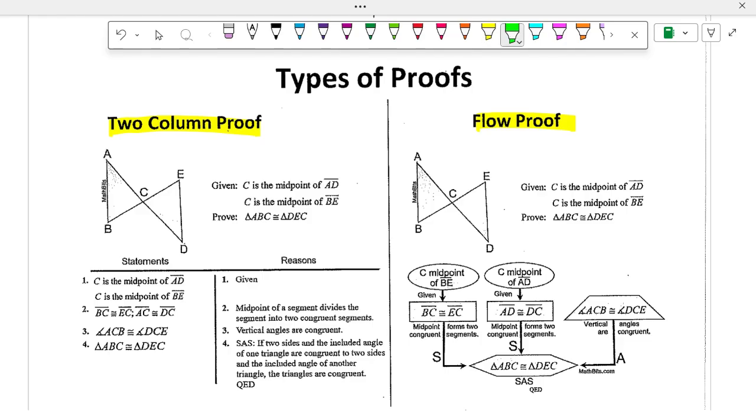So a two-column proof is pretty much exactly what it is. It's just your statements are on one side, your reasons are on the other. So you would state your statement and then state the reason next to it. And you just go down the line, almost like a list of what you need to state in the correct order. So in other words, everything connects. So if this is a midpoint of this, that means this is true, and so on and so forth.